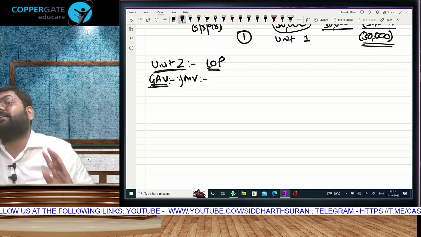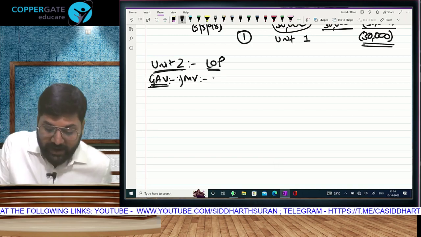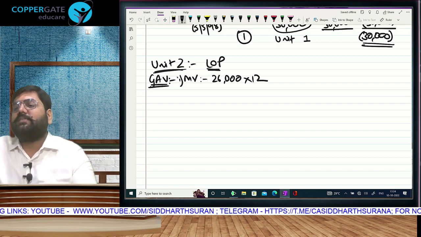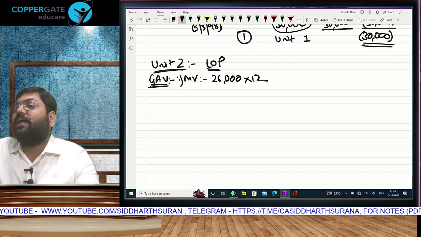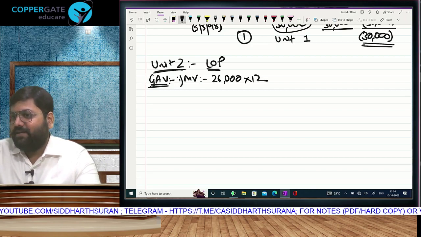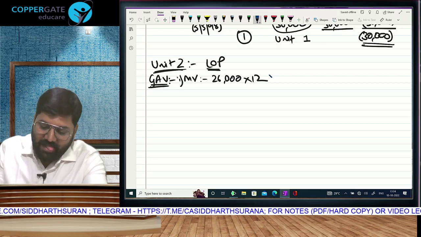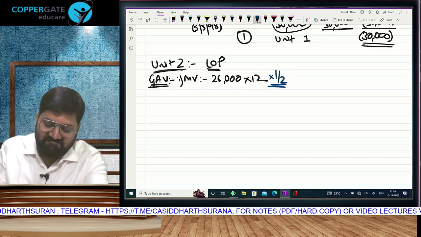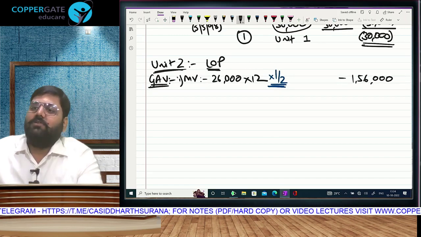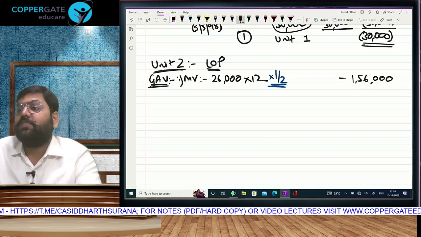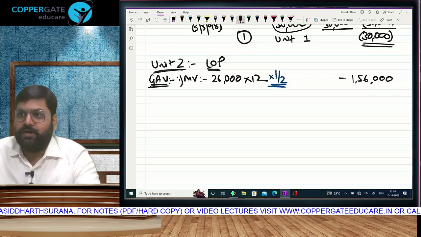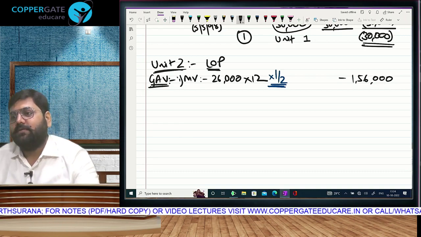26,000. So shall I write 26 in the outer column? No, 26 is per month. So we will have to take 26,000 into 12 and in the outer column we will write 1,56,000, not 3,12,000. 1,56,000 will go in the outer column because 26 is for the entire property and we are doing the identical, meaning the half part, unit 2. Equal. Now what is the next step?